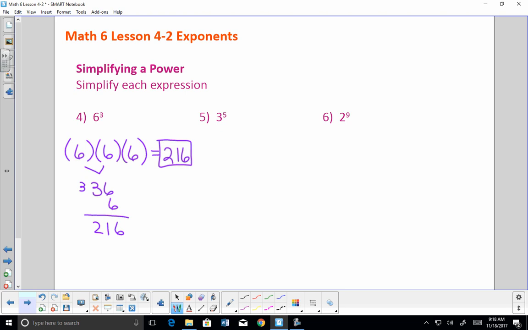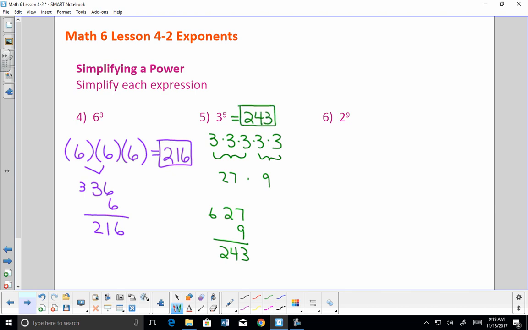3 to the 5th means I'm taking 3 and multiplying it by itself a total of 5 times. 3 times 3 times 3 times 3 times 3. Now remember, multiplication is commutative, which means I can multiply in any order I want. It's also associative, which means I can group it in any way that I want. I know that 3 times 3 times 3 is 27, because 3 times 3 is 9, and 9 times 3 is 27. I know that 3 times 3 is 9. So I'm now just going to take 27 and multiply it by 9. I'll do that down here below. And I get 243. So 3 to the 5th is 243.